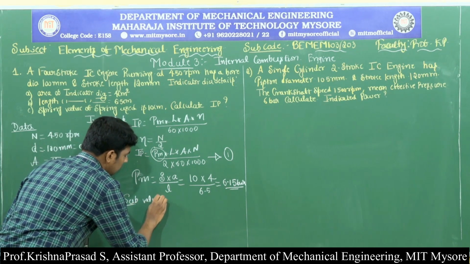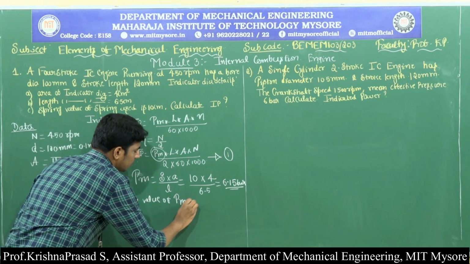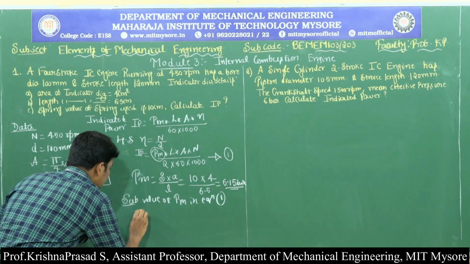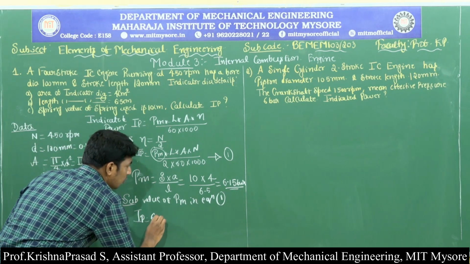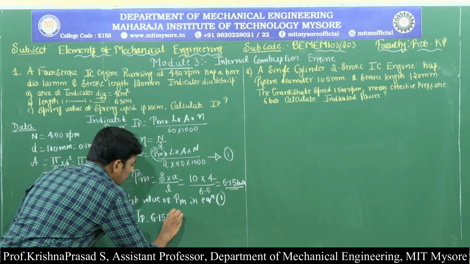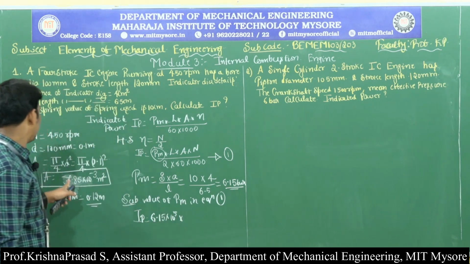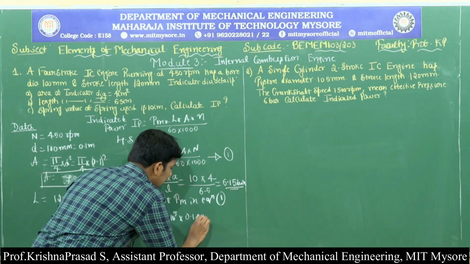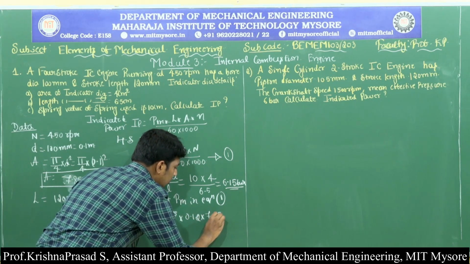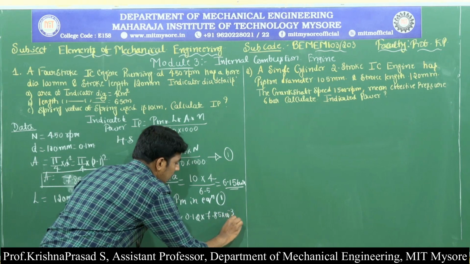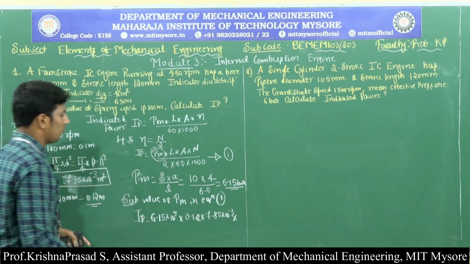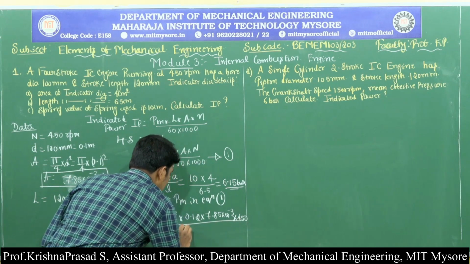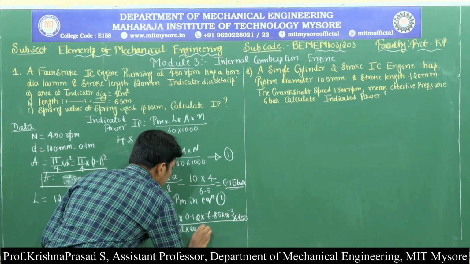Now substitute the value of PM in equation number 1. IP is equal to 6.15 into 10 to the power of 5. What is the value of L? The value of L equals 0.12. Area is 7.85 into 10 to the power of minus 3. And capital N equals 450 rpm divided by 2 into 60 into 1000.